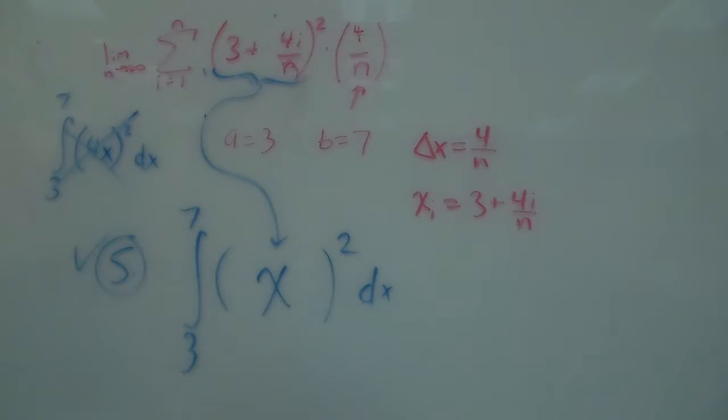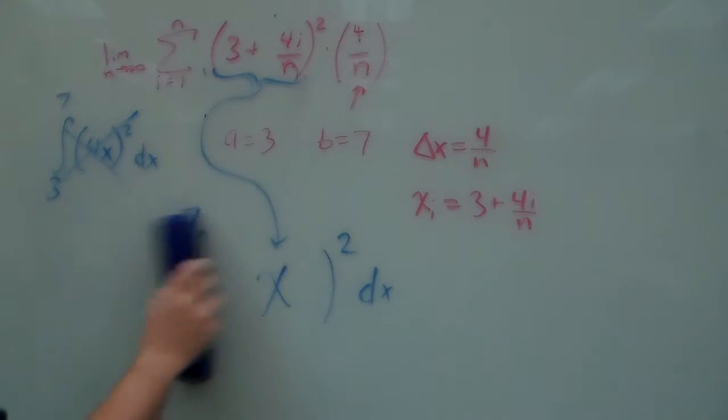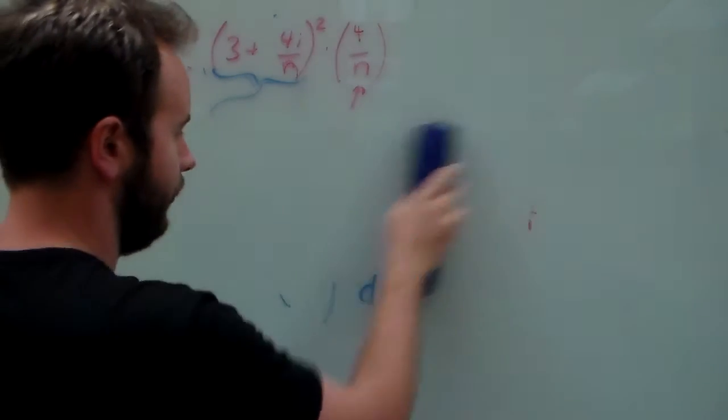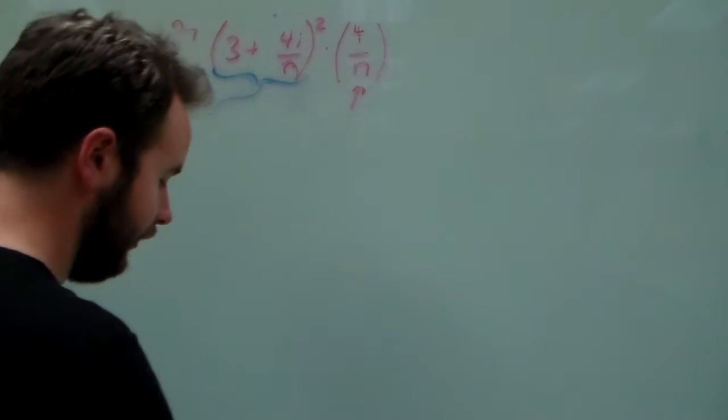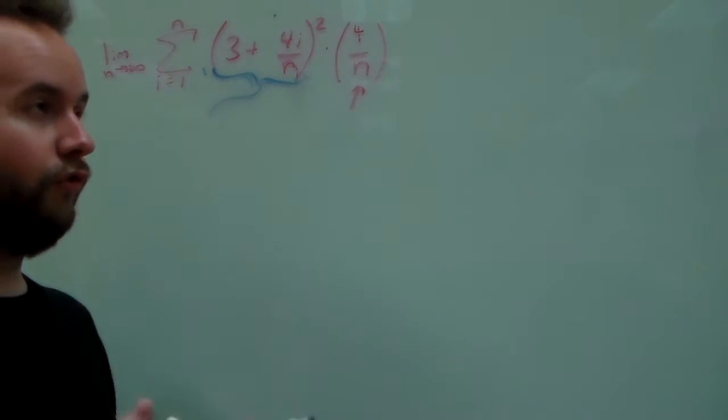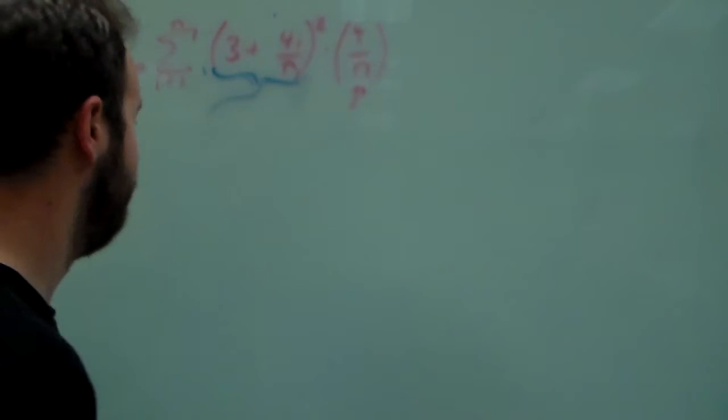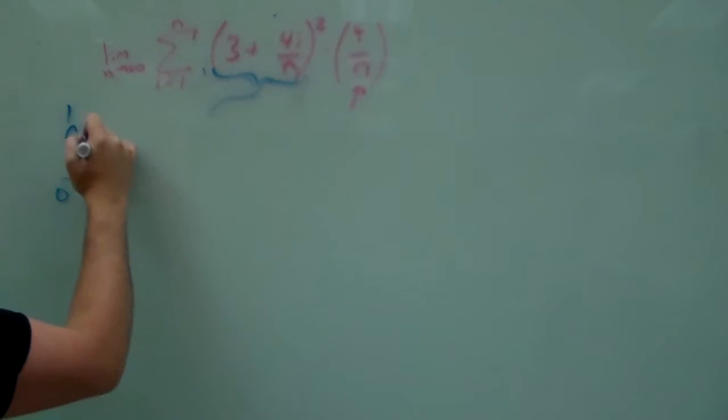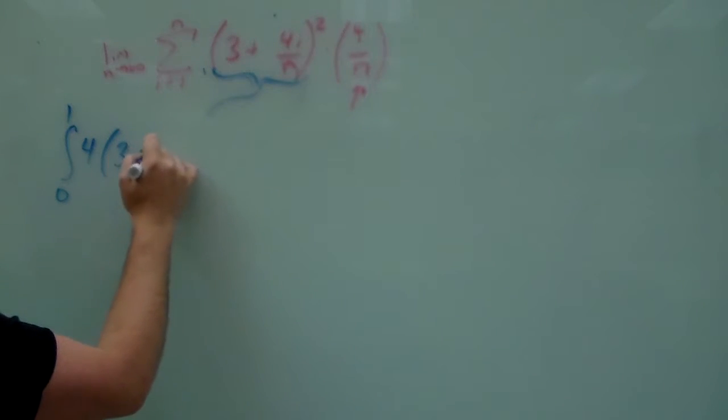So that's fair. Now, what about answer choice 4? Let's go ahead and look at that. Because I know I said it's answer choice 5, but it turns out that answer choice 4 is also correct. This is a testament to how you can choose to rewrite your Riemann sum in a multitude of ways. So, answer choice 4 says integral from 0 to 1 of 4 times 3 plus 4x.